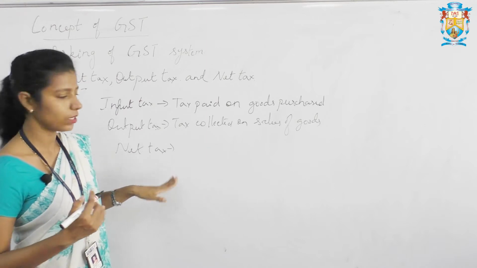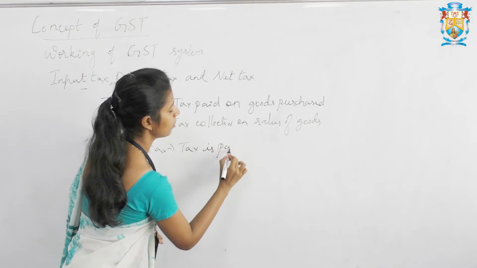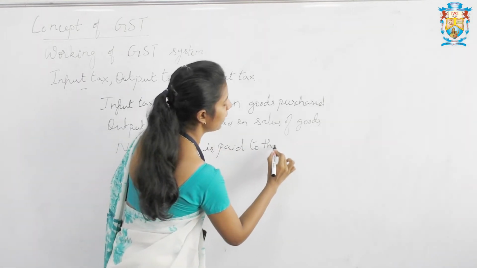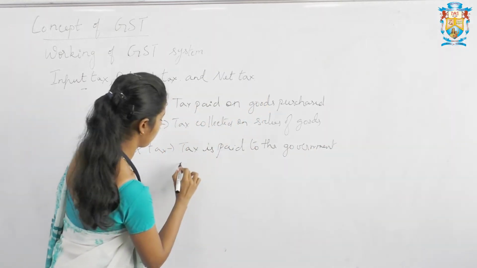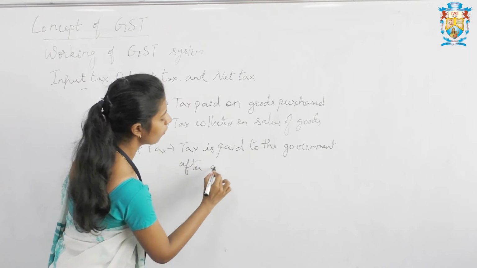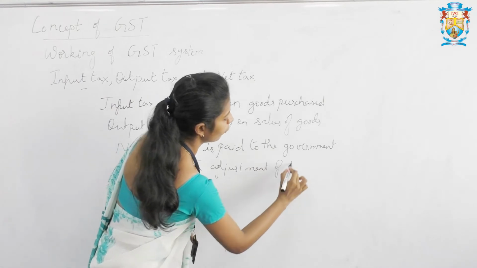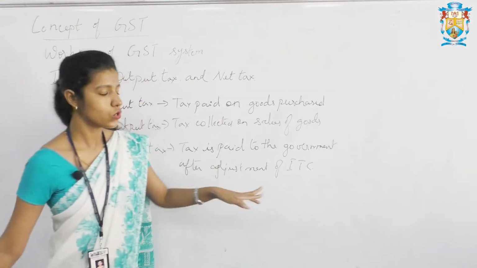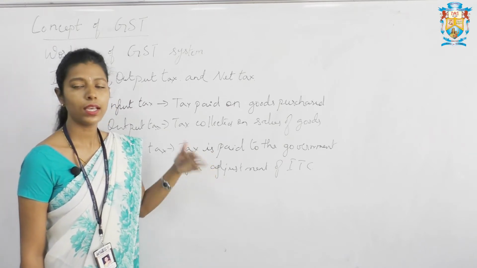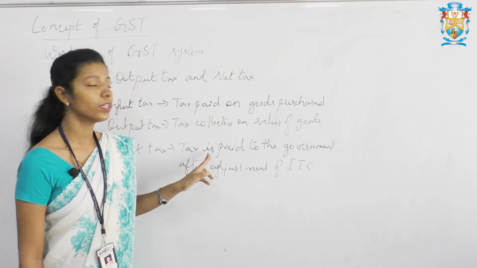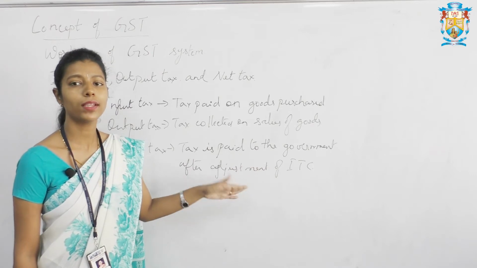So what is net tax? Net tax is nothing but tax paid to the government after adjustment of ITC. ITC is nothing but input tax credit. So net tax is paid by the seller or the purchaser after all the adjustment of input tax credits, whatever tax is paid to the government, that is called net tax.